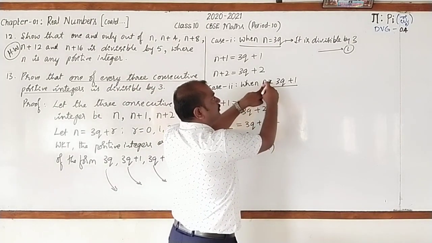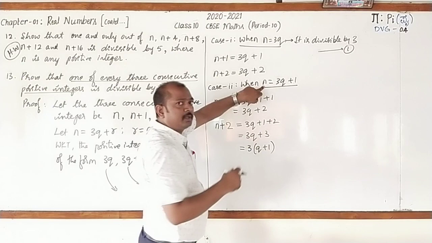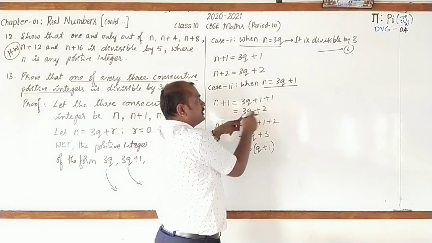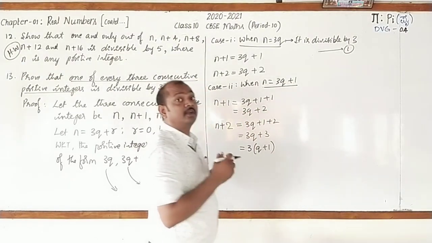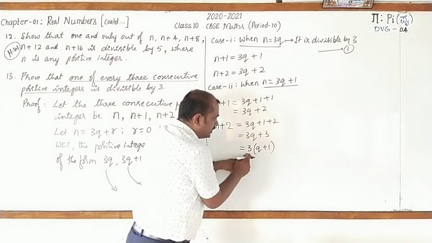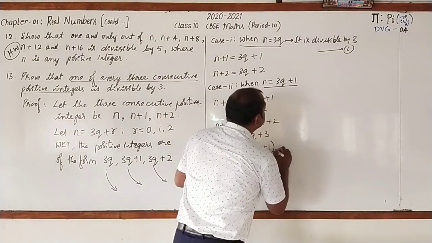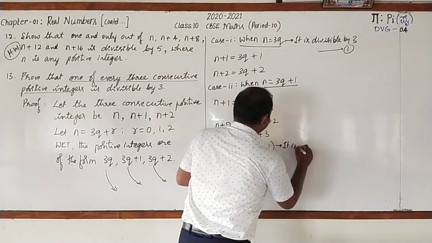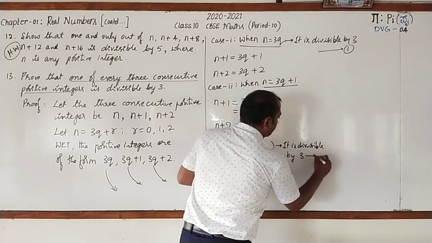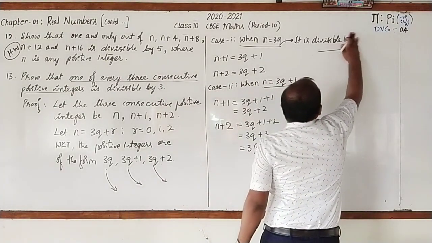What is the meaning of this? When n is divided by 3, it leaves the remainder 1. Is it divisible by 3? No. When n plus 1 is divided by 3, it leaves the remainder 2. And this is also not divisible by 3. Next, whereas n plus 2, look here, n plus 2 is the multiple of 3. Hence, it is divisible by 3. I call it as statement 2.